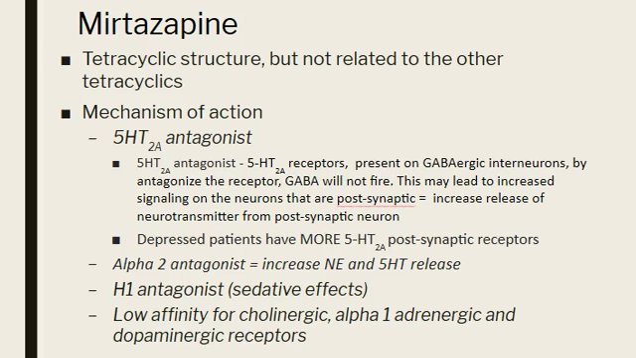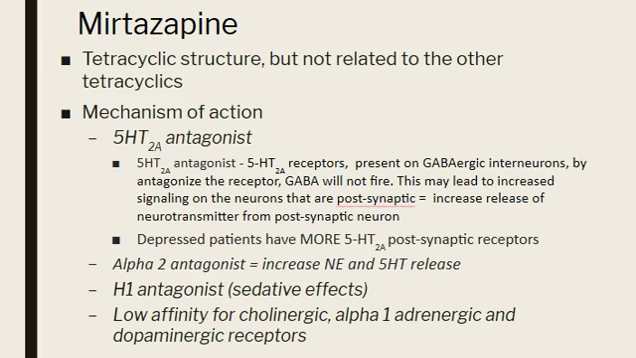Mirtazapine, from a chemical structure, is partially tetracyclic, but it's not related to the other tetracyclic compounds. Its mechanism of action is also confusing. It's a 5-HT2A antagonist, and remember that's present on the GABAergic interneurons. When those neurons are antagonized, of course, GABA will not be released or will not fire. This might lead to increased signaling on the neurons postsynaptic from that, which will result in an increased release of neurotransmitter from the postsynaptic neuron.